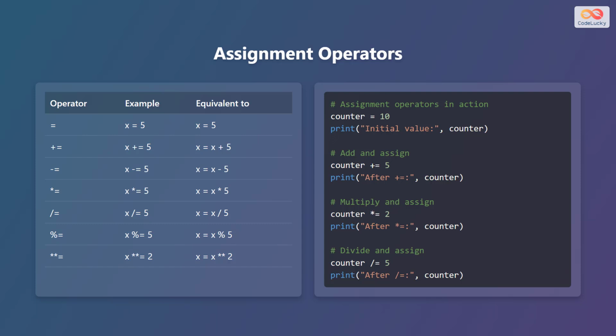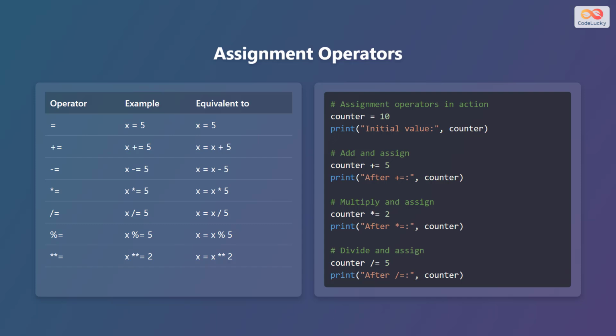Assignment operators are used to assign values to variables. The most basic assignment operator is the equals sign, which assigns the value on the right to the variable on the left. There are also compound assignment operators that combine an arithmetic operation with assignment.